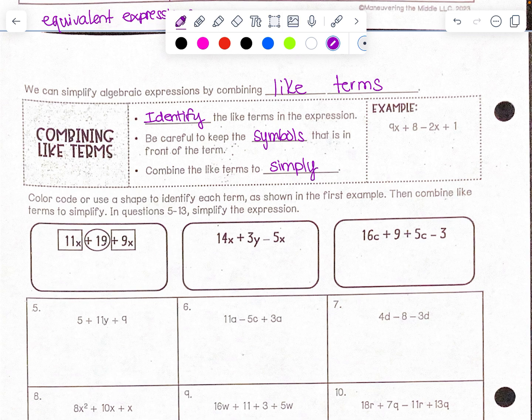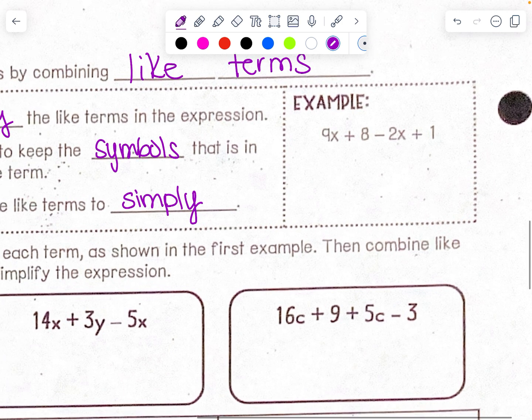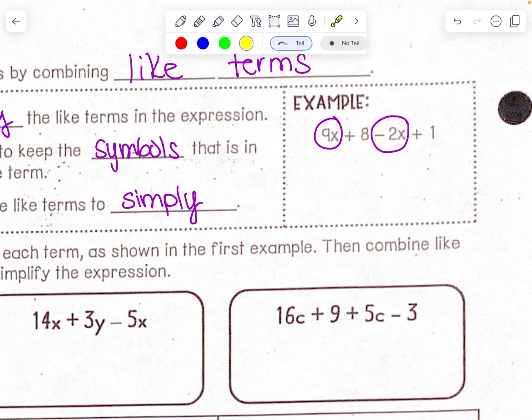All right, here's the example of what I'm talking about. 9x plus 8 minus 2x plus 1. I like to use a circle first. So 9x, I'm going to look for anything that has an x, and I have to include the symbol here. This is a minus 2x, that's going to make a difference. Those are all the x's. So then I'm going to choose a different shape, I'm going to try a square or a rectangle. Like a plus 8. That's a constant, so I have to look and see if there's any more constants, and there is, plus 1.